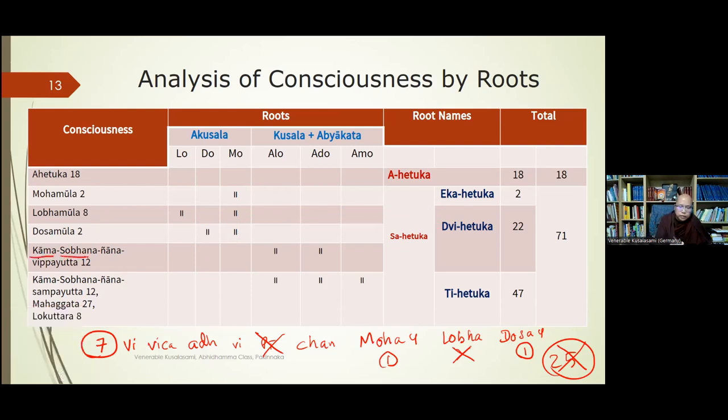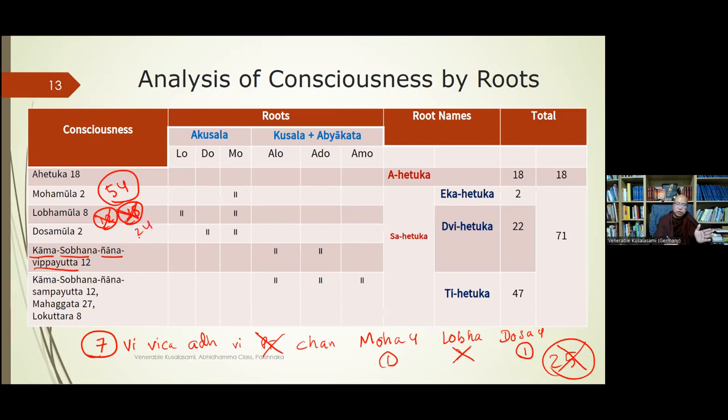Next one is, wait a minute. Kama Sobhana Jnana Vipayutta. So Kama is sense sphere, sense sphere consciousness 54. Sobhana must be excluded. The 12 unwholesome and 18 rootless are called asobhana, the opposite of sobhana. So that's why they are excluded. So only 24 you have.